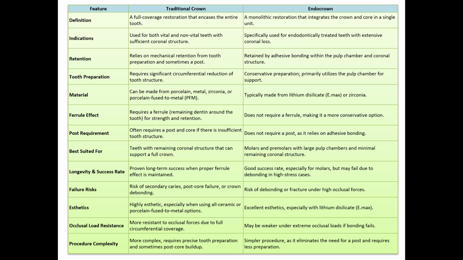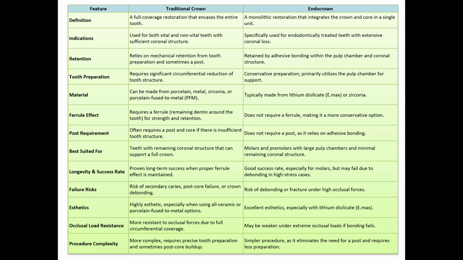Post requirement: a traditional crown often requires a post or core if there is insufficient tooth structure. When it comes to the endocrown, it relies directly on adhesive bonding. It is best suited for teeth with remaining coronal tooth structure that supports a full crown, and mostly molars or premolars with large pulp chambers and minimal remaining coronal tooth structure can be selected for an endocrown.